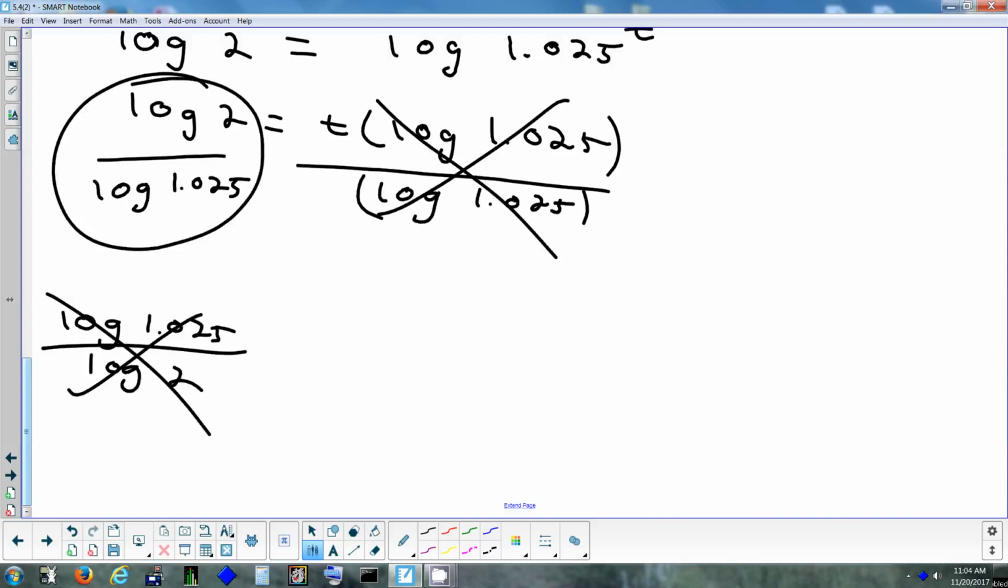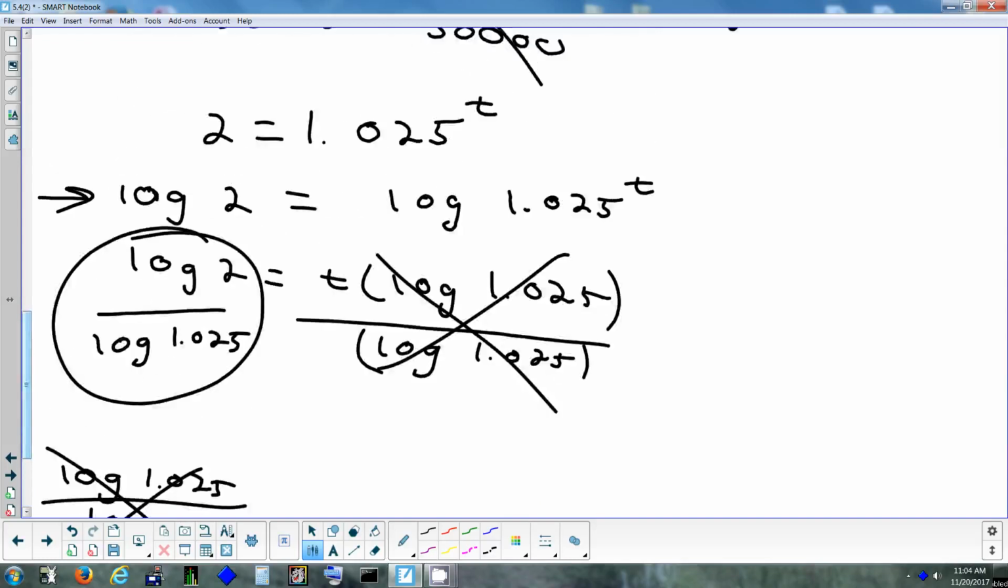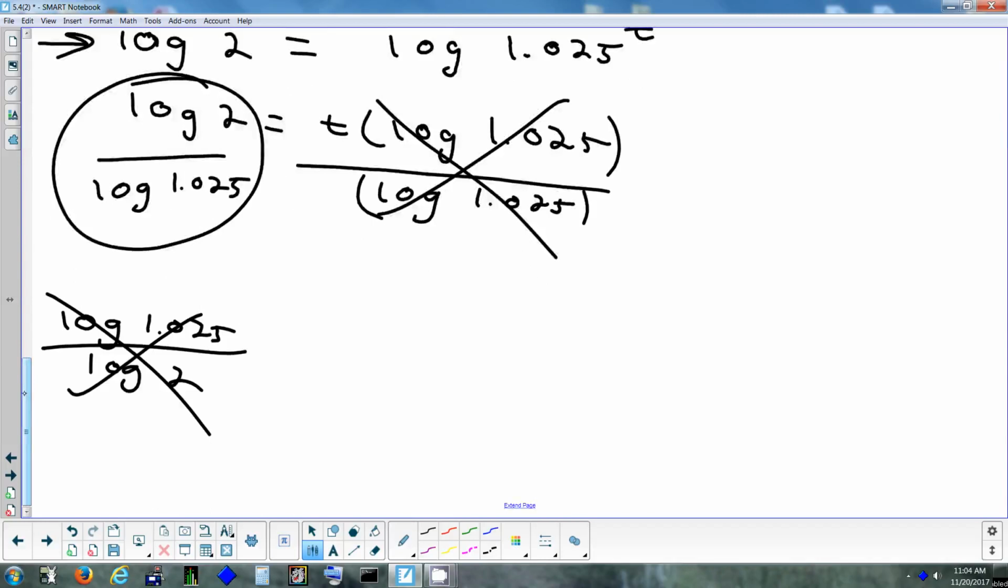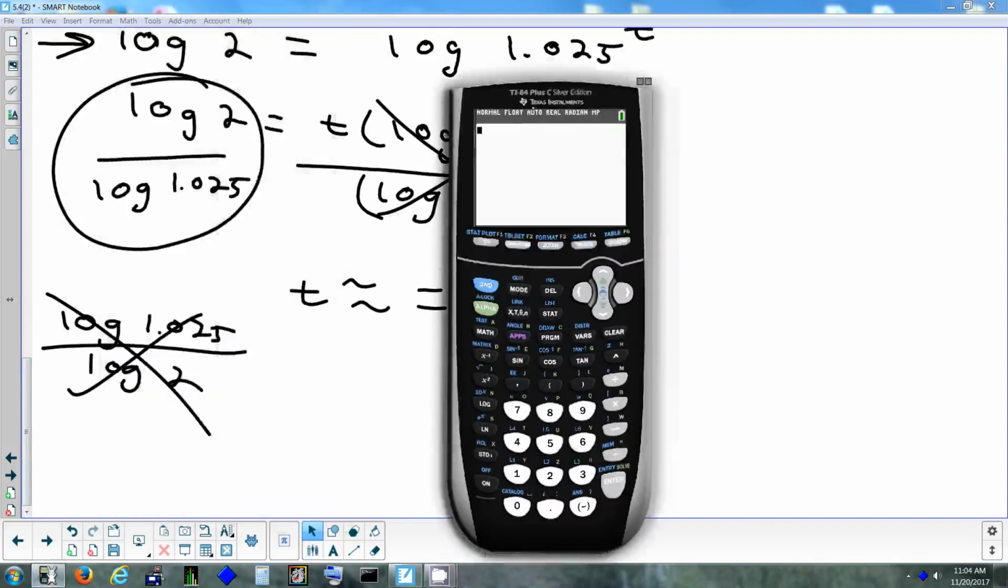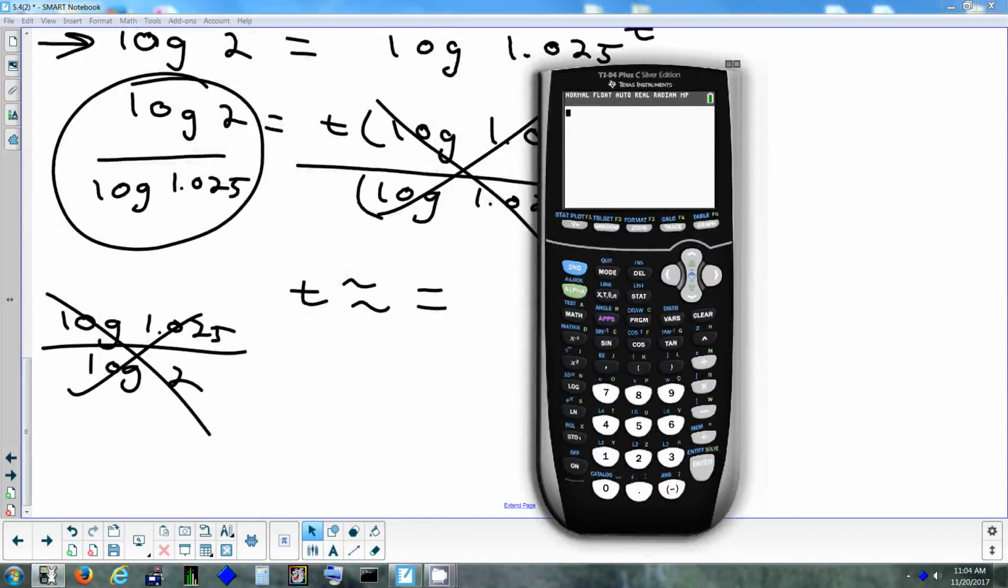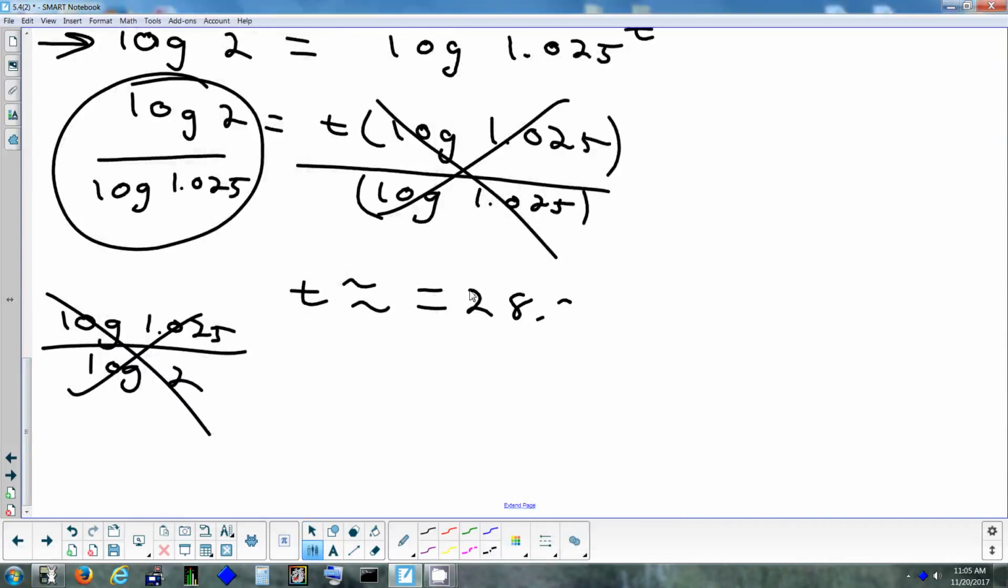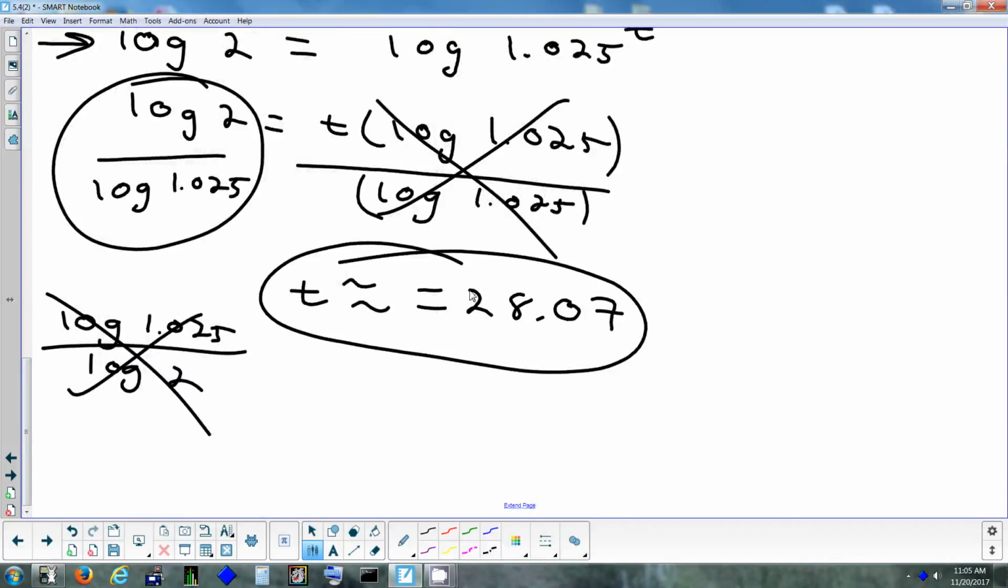Now, since there's no base on this, it's whatever base I picked at this step right here when I took the log of each side. What base was I assuming? Yeah, 10. I was assuming 10. So now, let's type that in and round it off and see what we get. I think when we did it graphically, it's about 27.07 or something like that. So log of 2 divided by log 1.025. 28.07 years.